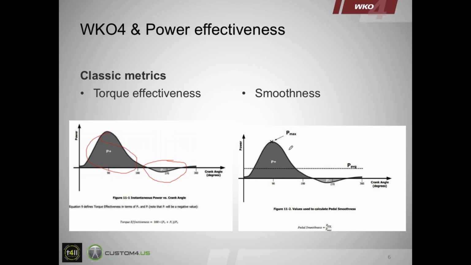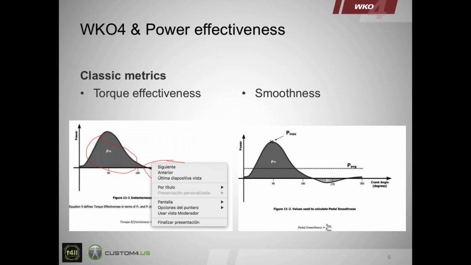For example, if you have a value of 100%, that says that you are delivering the power constantly. That is impossible, and then normally the percentage of torque effectiveness is between 10% and 40%, and in this one, smoothness, the normal values are between 60% and 90%.